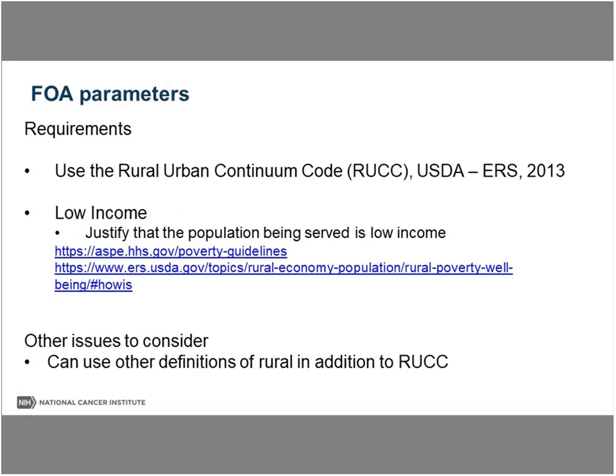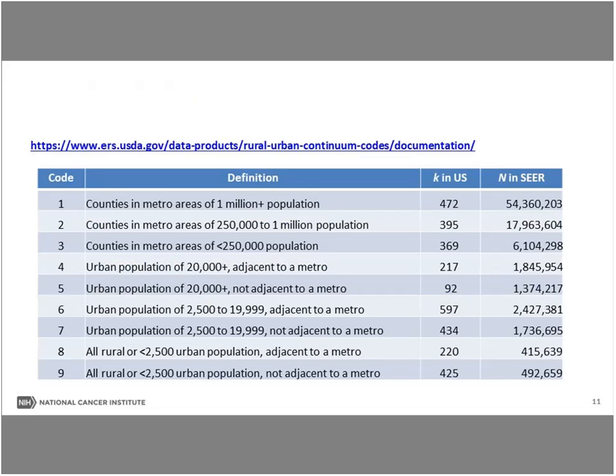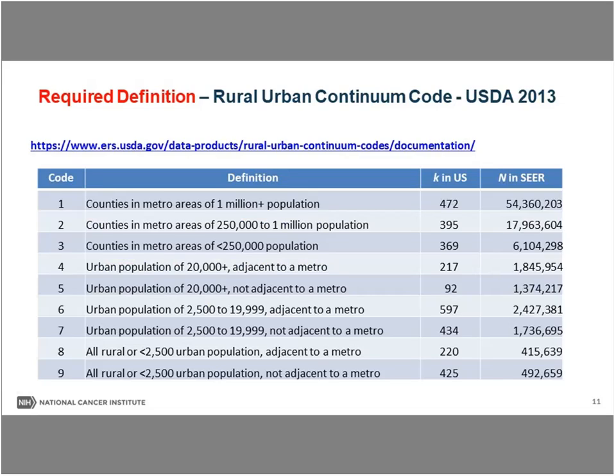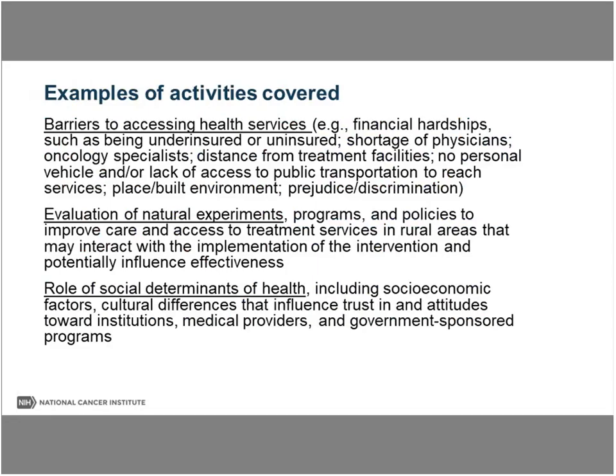You can, if you want, also use other definitions, other than the RUCC, if it is relevant to your aims and your study. But you are supposed to use the RUCC to justify this project that you are proposing. So I'm just providing the RUCC Continuum Code used by the USDA. That is the 2013. Most of you are very familiar with it. The 4 to 9 is the rural area that we are kind of focusing on.